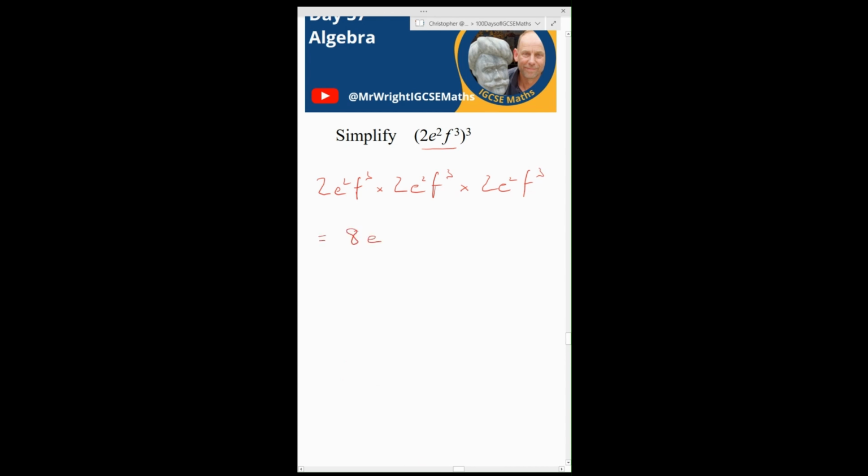e squared times e squared times e squared is e to the 6, adding the indices. f cubed times f cubed times f cubed is f to the 9.